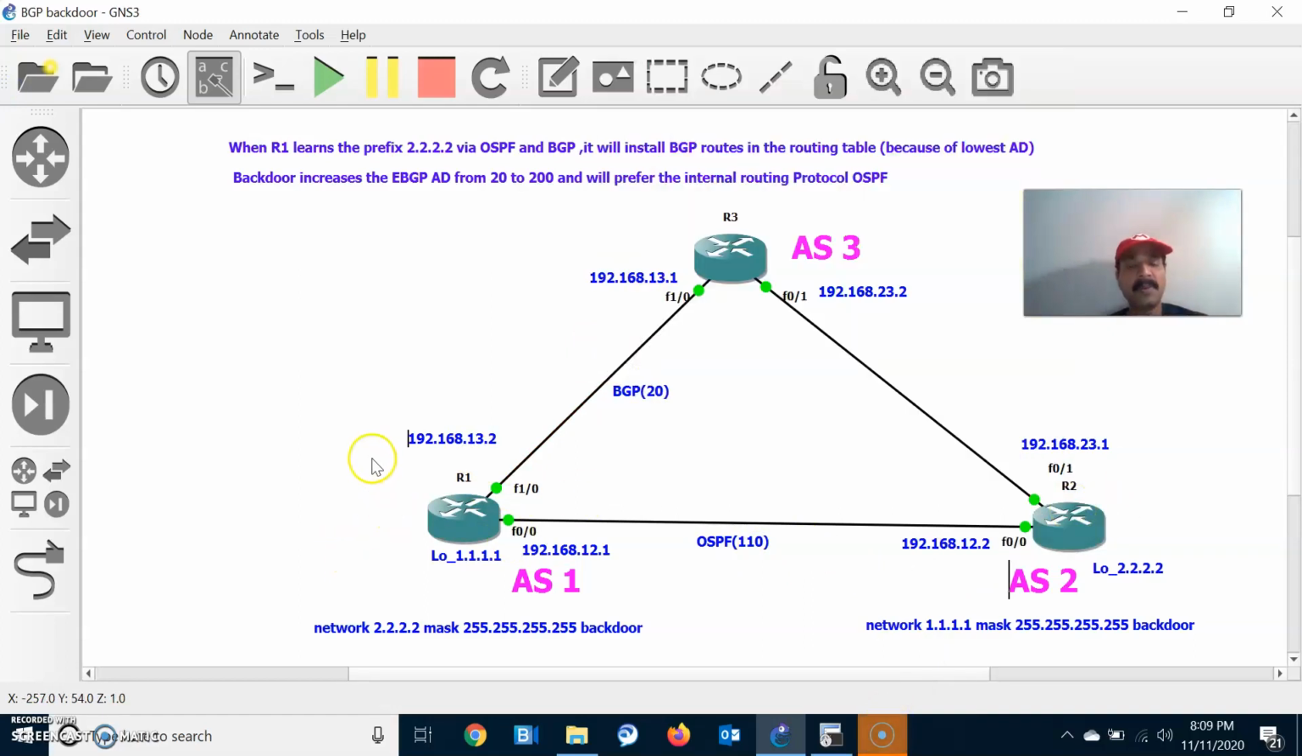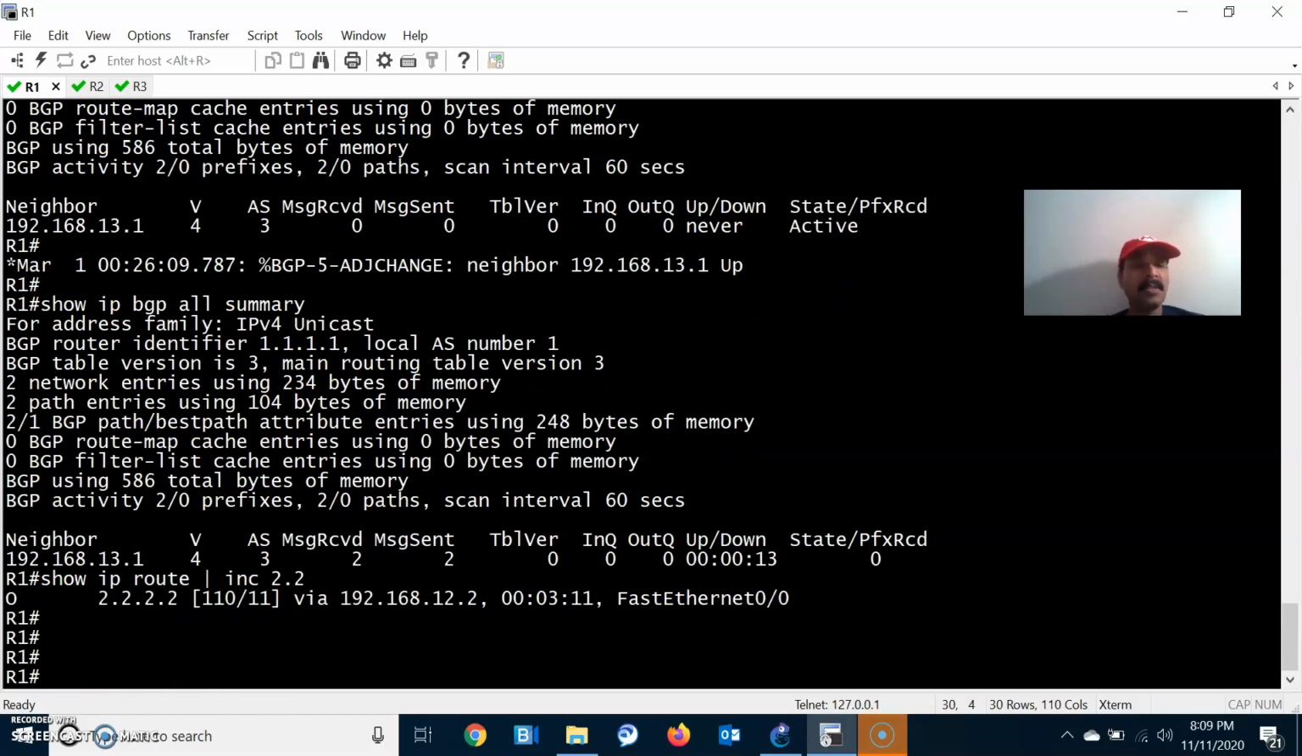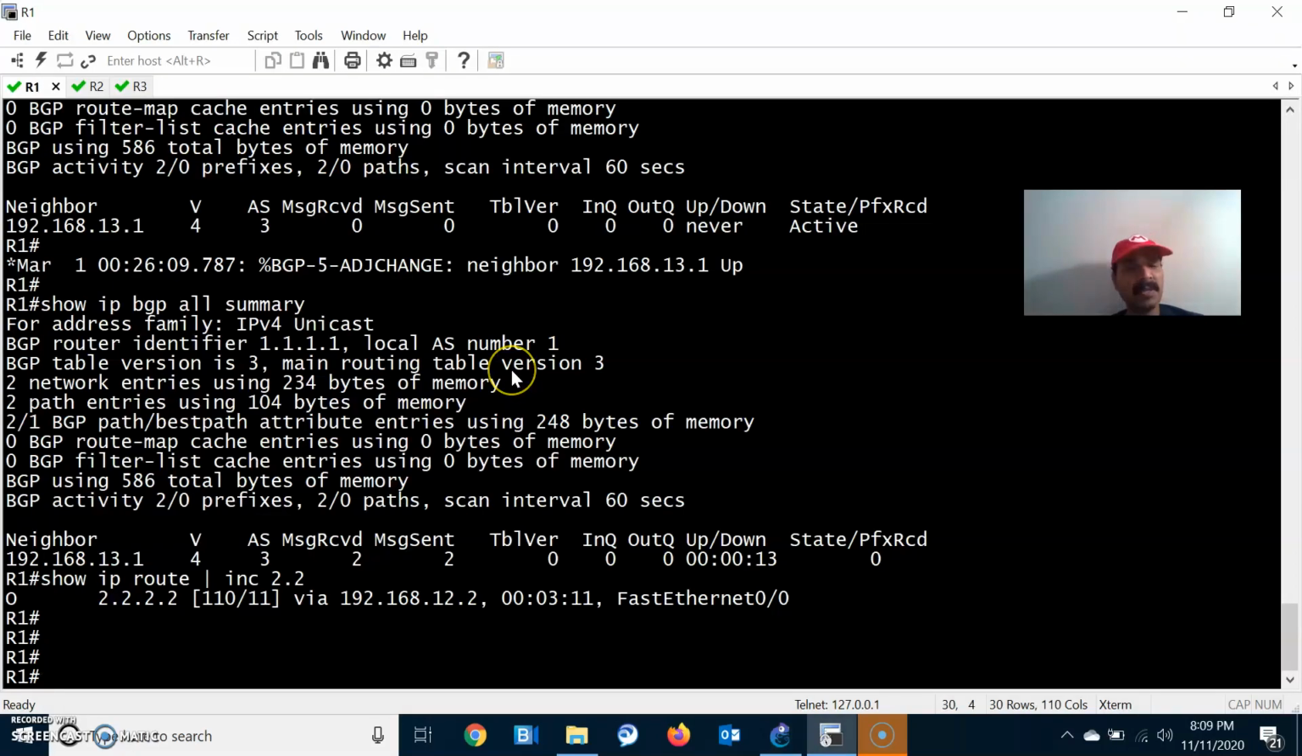So now, let us see without configuring the backdoor attribute. Go to R1 and check the route, show IP route, and the prefix is 2.2, so let us include 2.2. How is it learning? It is learning via OSPF. I already told you that is the first thing. Whenever R1 learns, it will always install the BGP routes in the routing table because of the lowest AD.